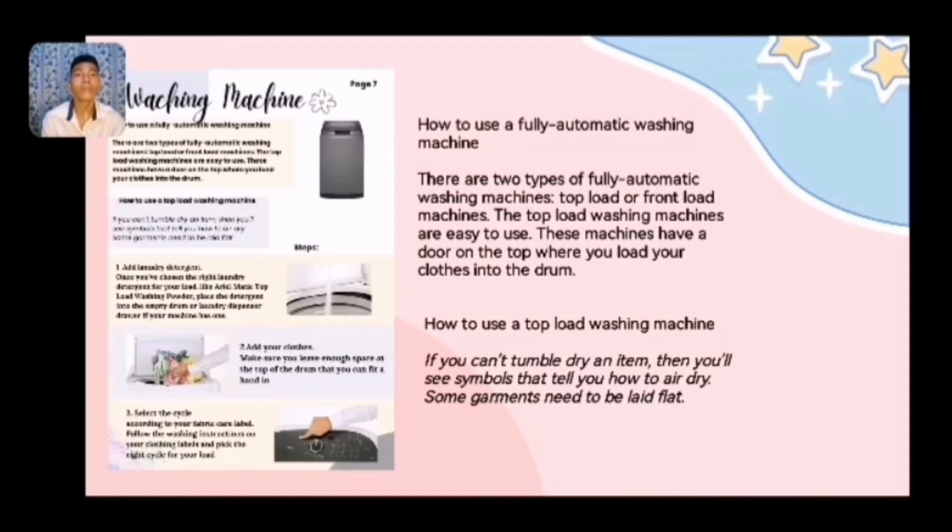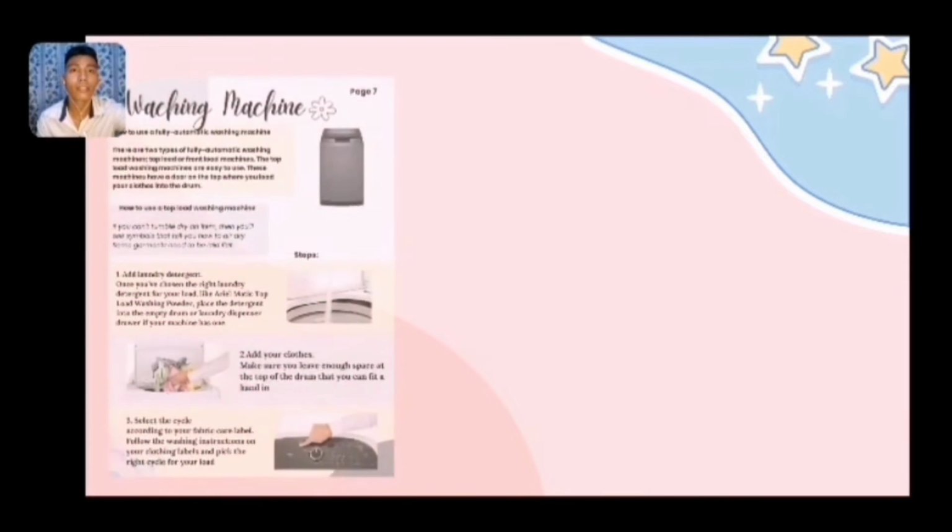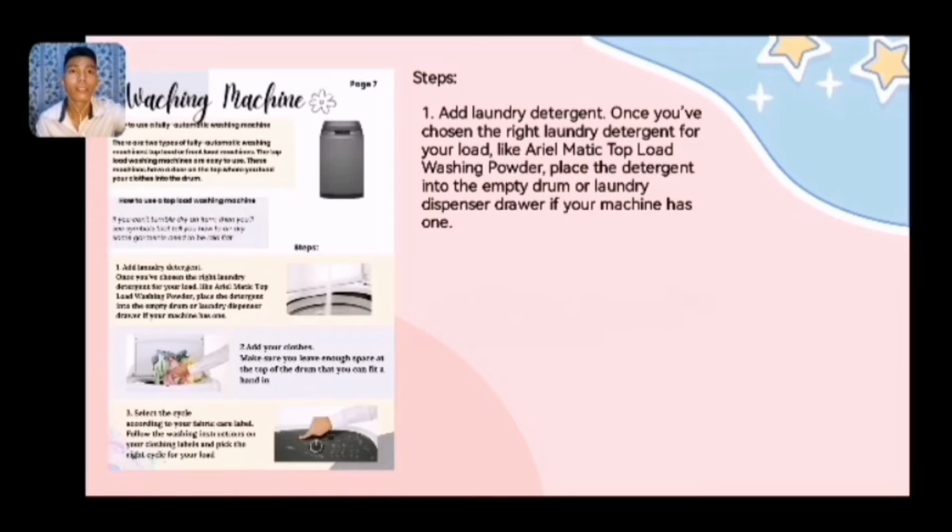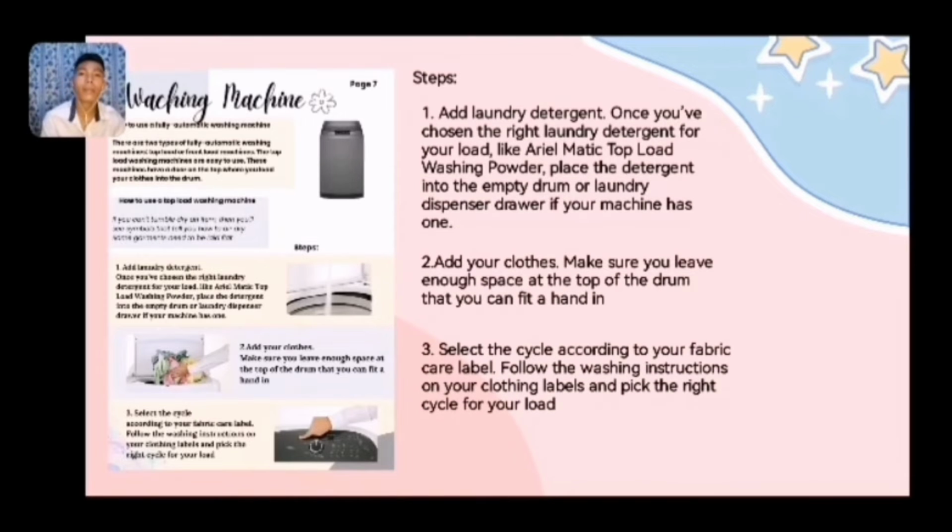The top load washing machines are easy to use. These machines have door on the top where you load your clothes into the drum, and the physical appearance is ang door sa top load washing machine is nasa babaw, and the front load washing machine nasa atubangan or nasa kilid. And the steps in using the top load washing machine.